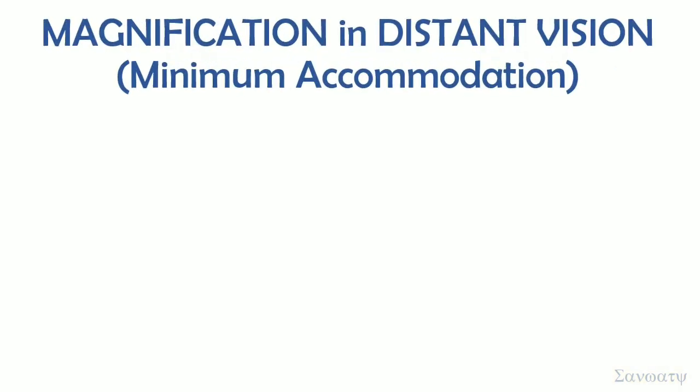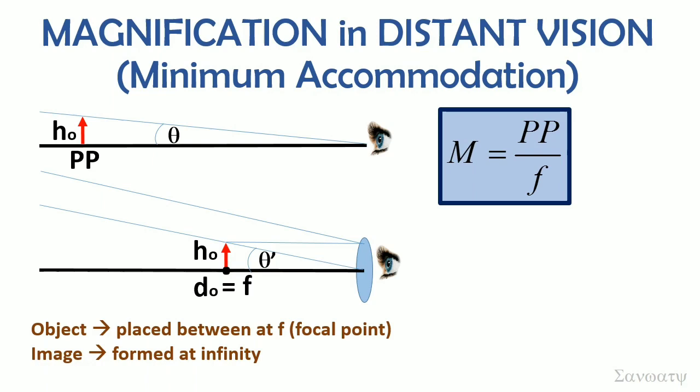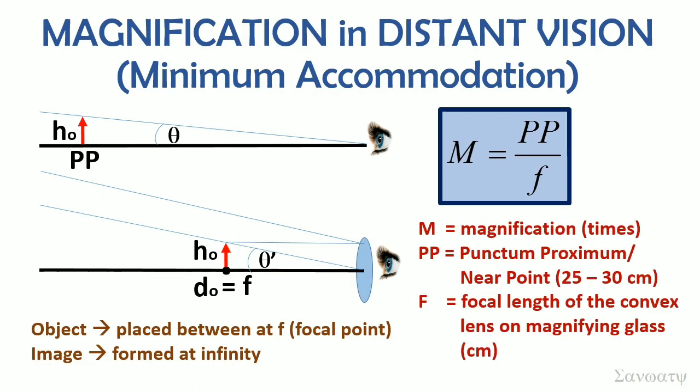So in observation using a magnifying glass with distant vision or minimum accommodation, the important thing is the object must be placed at the focal point, or f, and the image will be formed at infinity. The magnification during this observation will be pp over f, where m is the magnification, pp is the punctum proximum or near point. As usual, it ranges from 25 to 30 centimeters for normal people. And f, the focal length of the convex lens, is usually measured in centimeters.